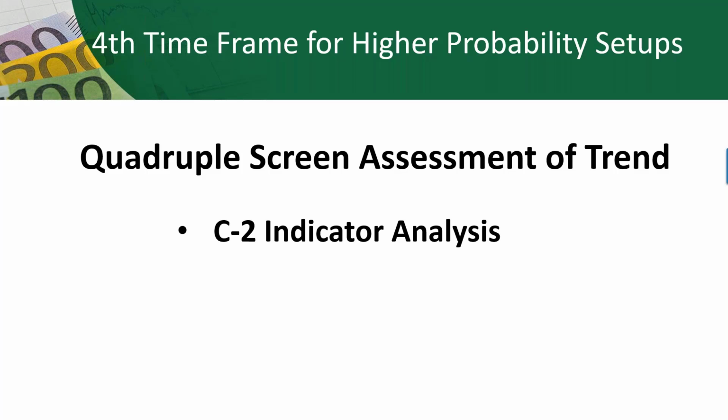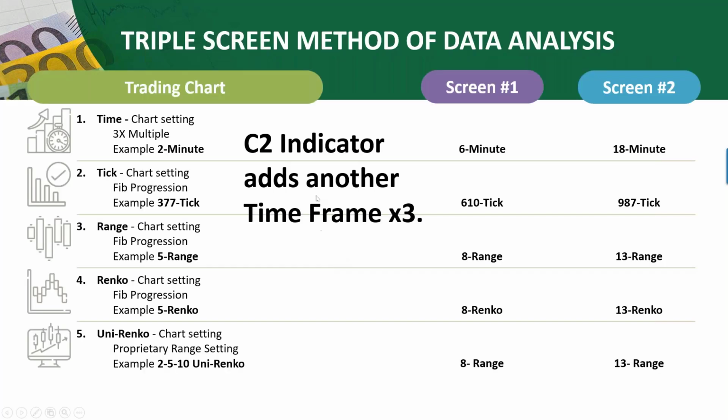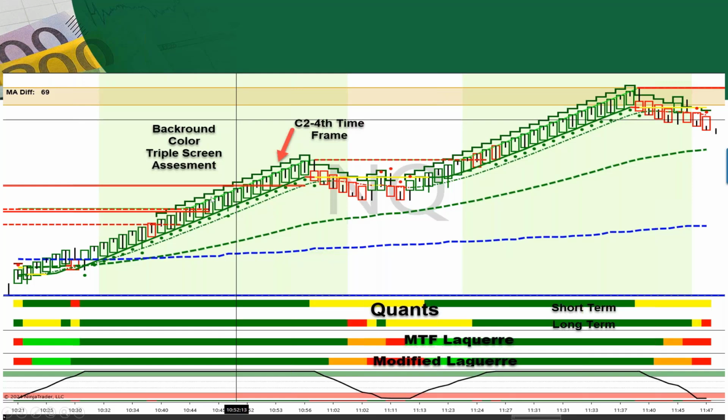All right, I'm pretty sure this is correct. And we call that the C2. So the C2 just adds another time frame. And the C2 is the stair-stepping line going up. And it'd be green going up and red going down.